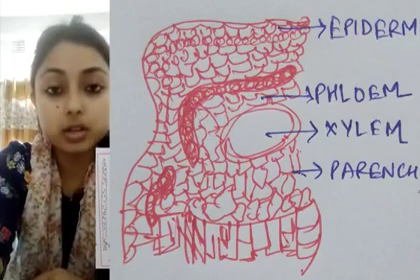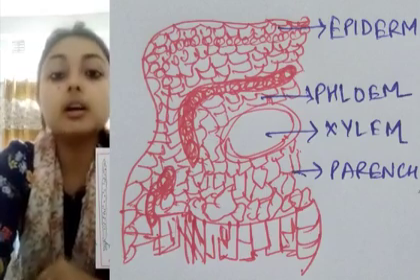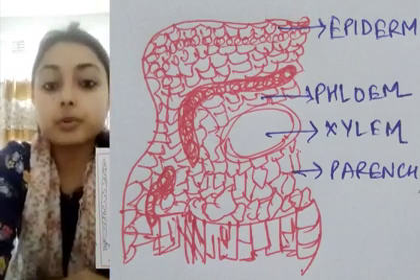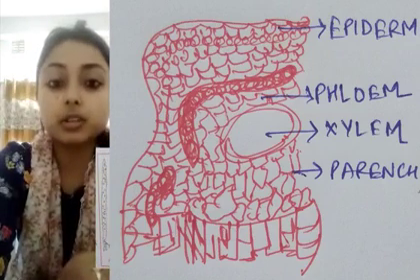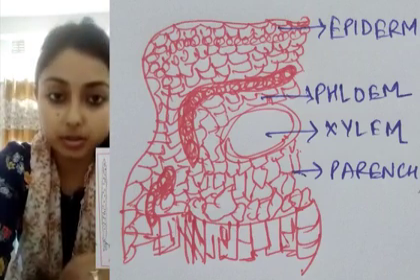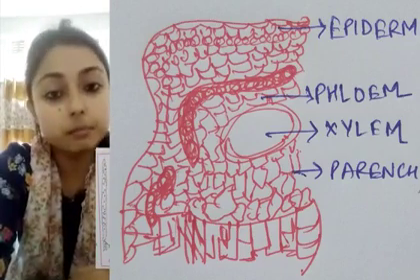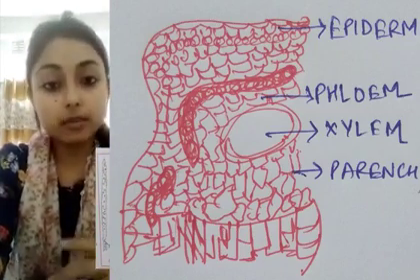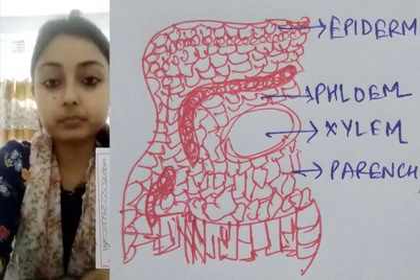Passage for water and dissolved materials to move up and down in the plant. So they are providing a passage. I repeat, the function of conducting tissue is to provide passage for water and dissolved materials to move up and down in a plant. Now they are of two types. What are they? Xylem and phloem.